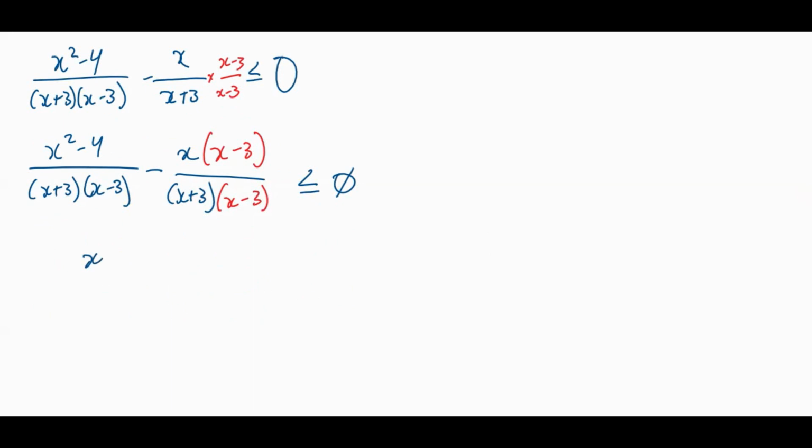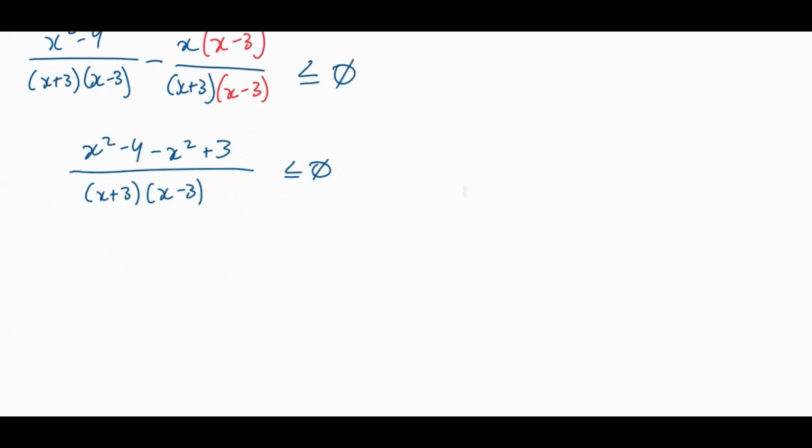So now I get x squared minus 4 minus x squared plus 3 over x plus 3, x minus 3. And then on top, this works out nicely because x squared minus x squared makes our life a little bit easier. That's just gone. Oh, this should be 3x. So I get 3x minus 4 over x plus 3, x minus 3.